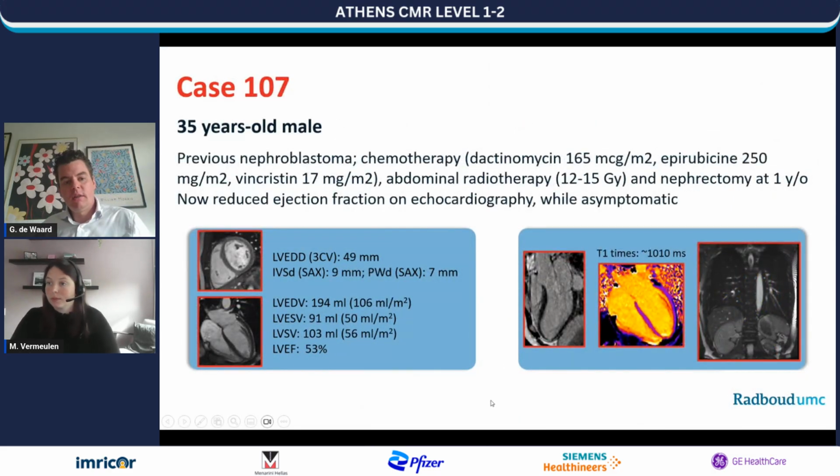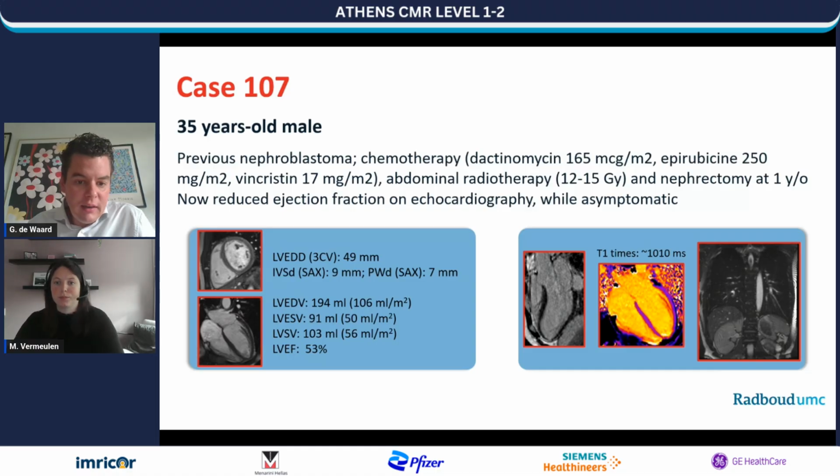So this case, I think, highlights where strain analysis really does have an additive value, because, of course, in the amyloidosis case, you already had the diagnosis. But for this case, a 35-year-old male who had a nephroblastoma, he received chemotherapy with a cardiotoxic agent.